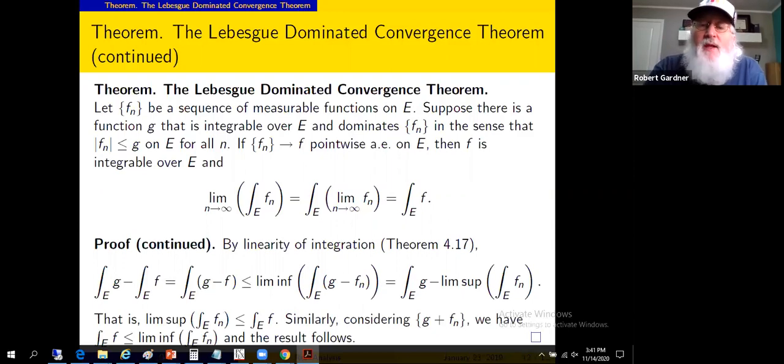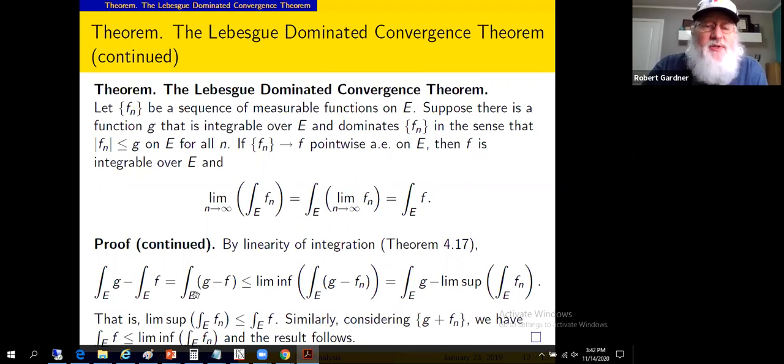Very similarly, if we consider the sequence g plus f sub n, we go through similar manipulations, and what you'd find is the integral over E of f is less than or equal to the lim inf of the integral over E of the f sub n's. It would be quite similar to this. You'd be adding, and you wouldn't have the negative signs. So we'd end up without the lim sup, you'd keep the lim inf that Fatou gives you, and you'd cancel the integrals of the g's, and there would be addition here. And we'd do the same stuff, with the linearity and so forth.